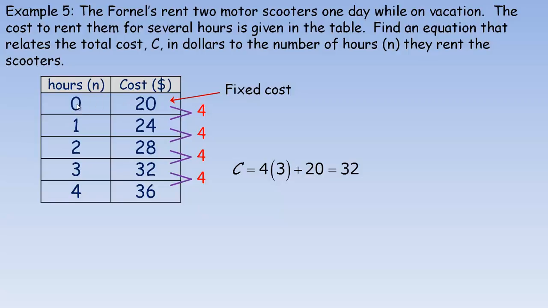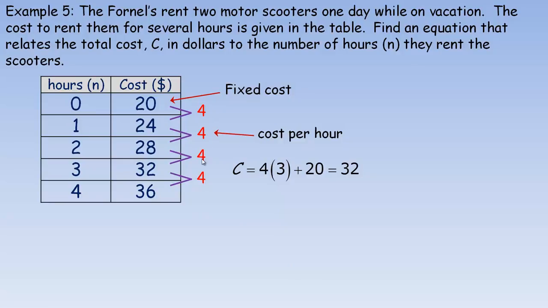So the cost associated with 0 hours is a fixed cost. That's why we're adding 20 here. So 3 times the 4 is 12, plus that 20 gives the 32. So in each case, these times are being multiplied by the 4, and then that fixed amount is being added.